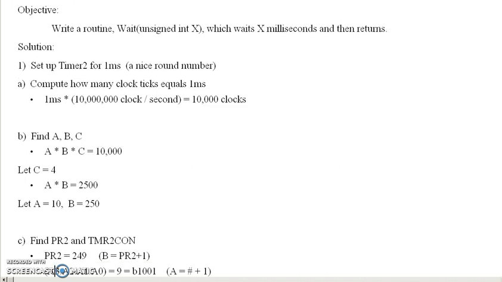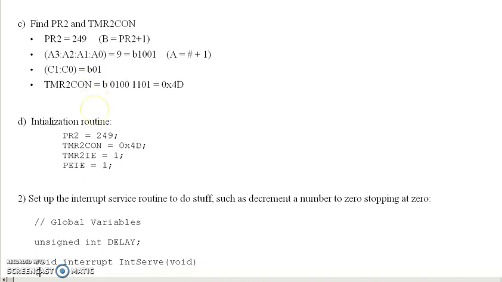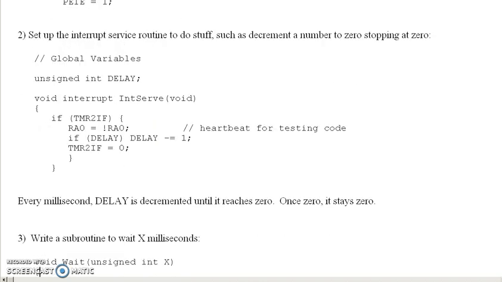And then I can initialize PR2 and T2CON. The interrupt initialization then looks like the following. PR2 is 249, T2CON is 4D, meaning A is 10, C is 4. Enable, enable. I'll then set up the interrupt service routine to have a variable called delay. Delay is a global variable.